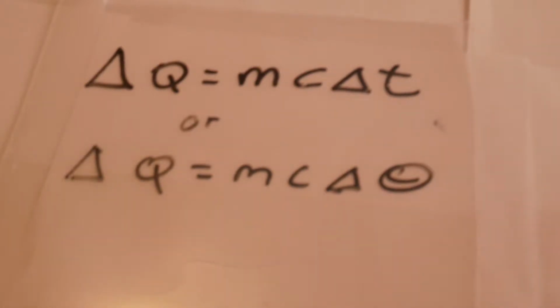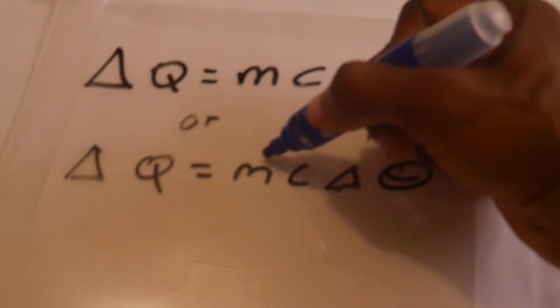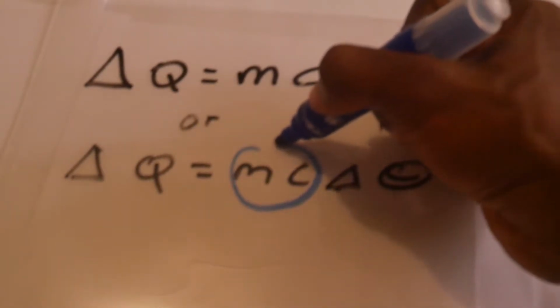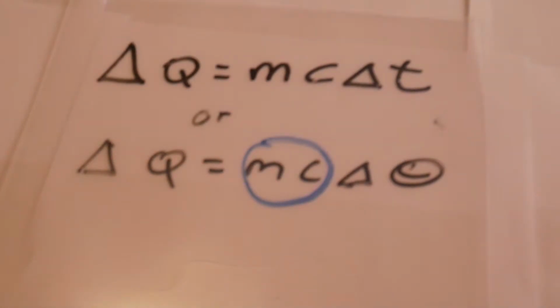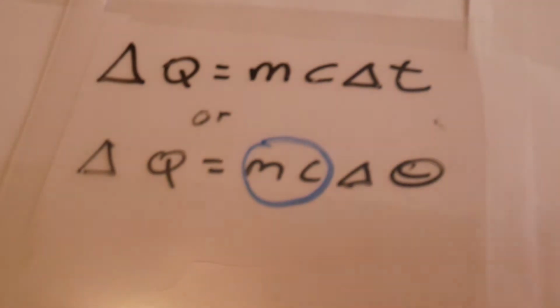If they give you the heat capacity, then they're already taking into consideration the mass multiplied by the specific heat capacity. So then you just do delta Q is equal to the heat capacity multiplied by the change in temperature, and that is about it.